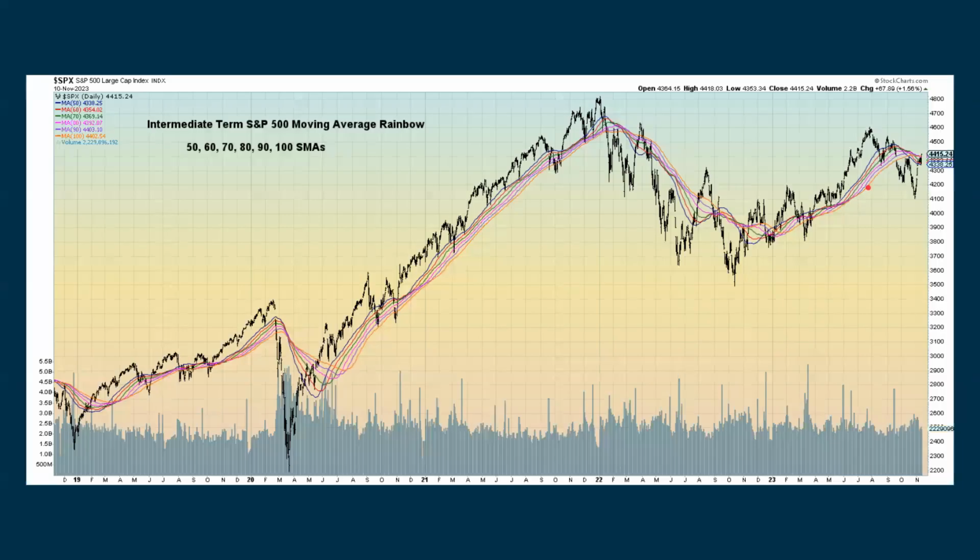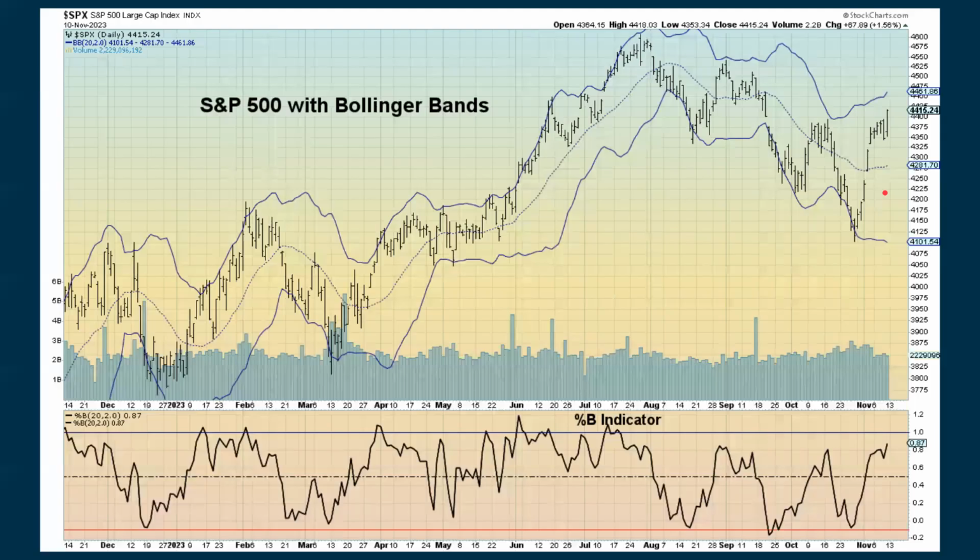Then some intermediate term charts. Here's another rainbow going from 50 periods up to 100 periods. We're just peeking our head out of the top of this rainbow. Again, the longer we can stay up here, the better the rainbow will start to look. We also keep an eye on Bollinger Bands. They can be very helpful, and they're also very popular.